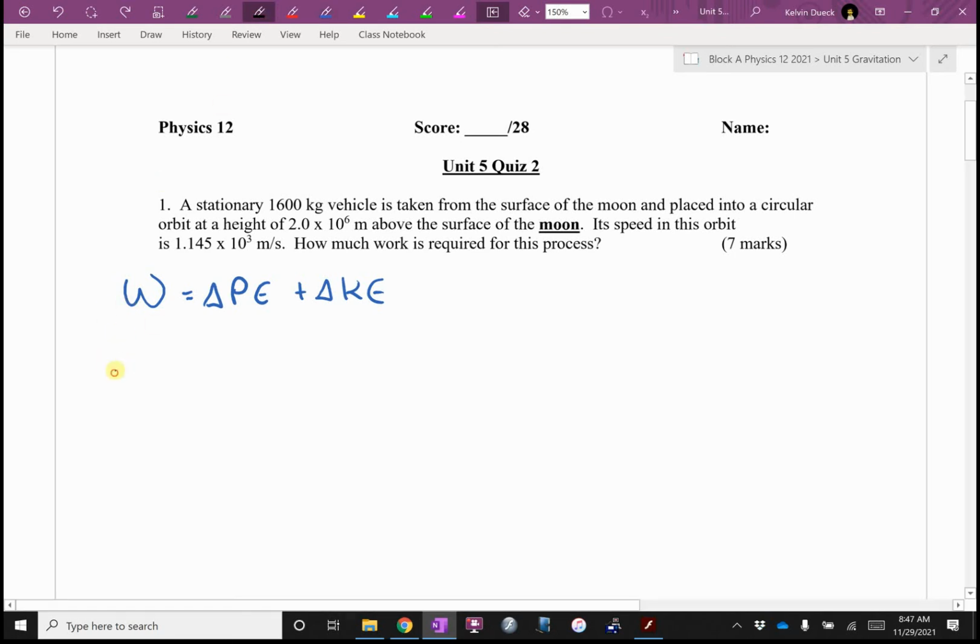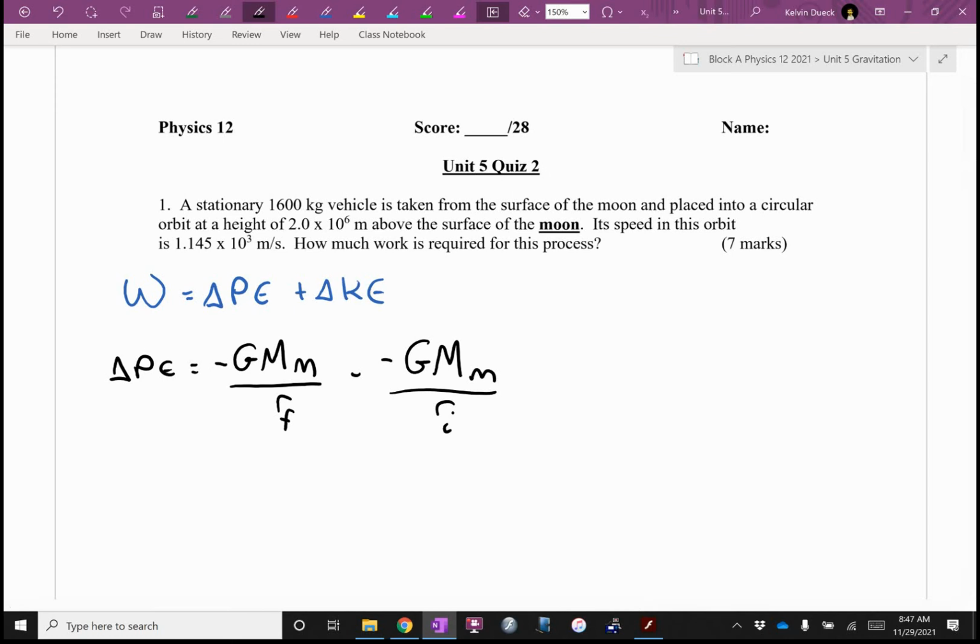The change in potential, what's change in anything? It's going to be final minus initial: negative big G, big M, little m, all over our final, minus negative big G, big M, little m, over our initial. Are we in orbit around the Earth or around the moon?